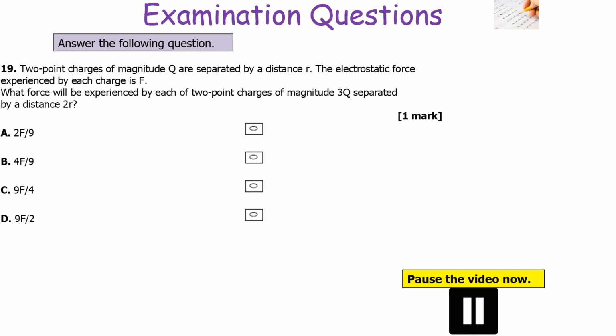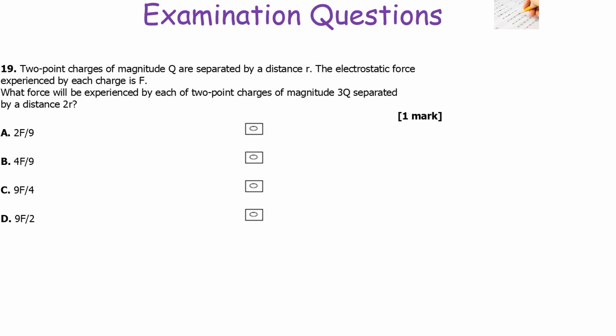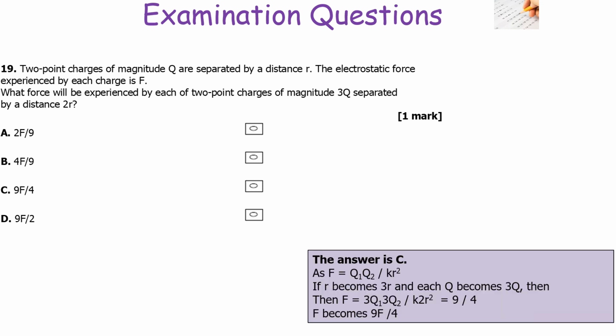So pause the video now, then unpause the video when you want to go through your answer. Right, our answer here is C, because like I said before, Coulomb's law says that F equals Q1 Q2 over K R squared, where K is 1 over 4 pi epsilon 0. So if R becomes 3R and each Q becomes 3Q, we can say F is equal to 3Q times 3Q over K over 2R all squared. So 3 times 3 is 9, 2 squared equals 4, so it's going to be 9F over 4. So our answer is C.